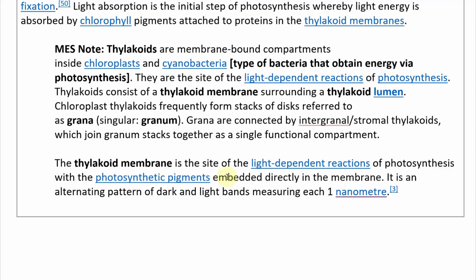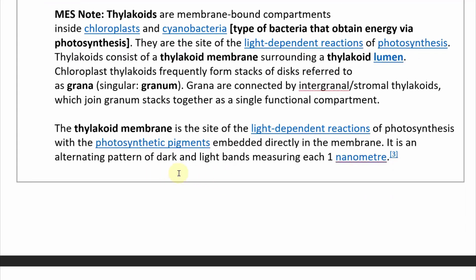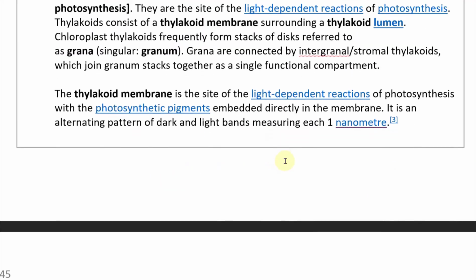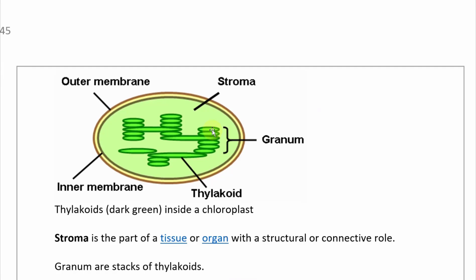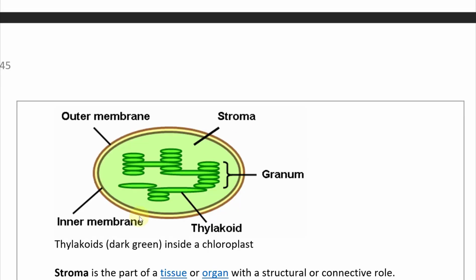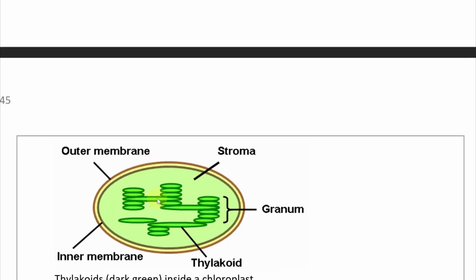It is an alternating pattern of dark and light bands, each measuring 1 nanometer. Again, that's a billionth of a meter. Fascinating stuff. So here is a diagram of it. Thylakoids are in dark green, inside a chloroplast. Here's the thylakoid right here, so these dark greens pointing at these ones inside the chloroplast.